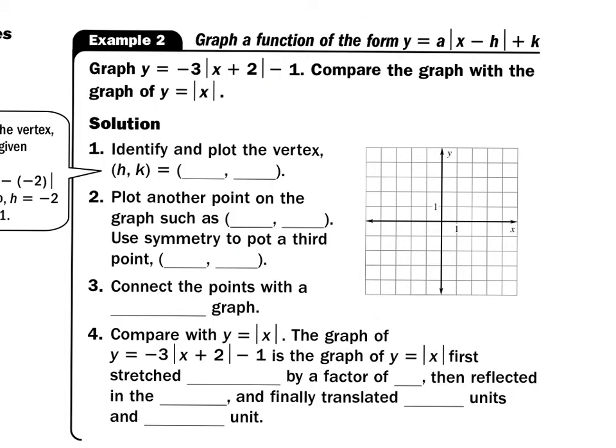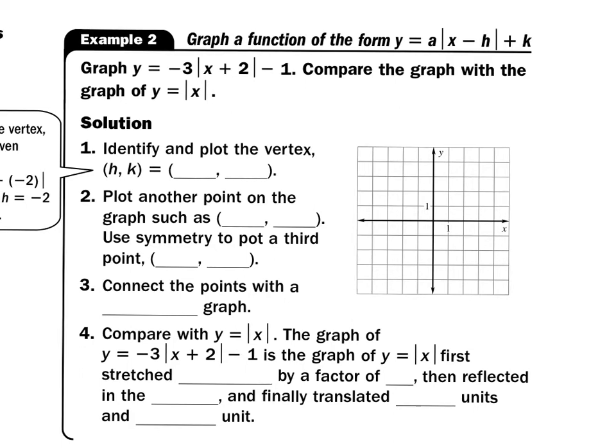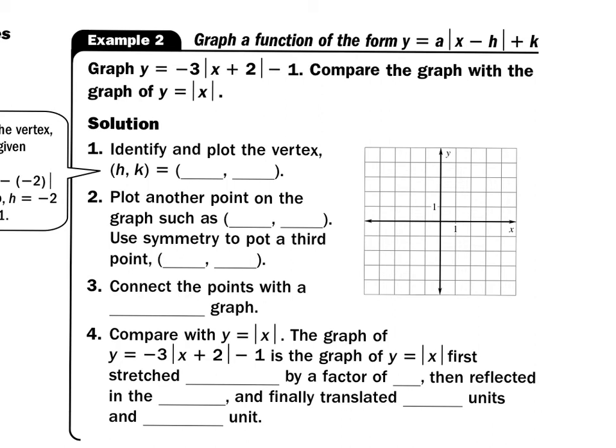Okay, example 2. Graph a function of the form. Now, in this form, h and k are the vertex. But notice that we have to have a negative sign there and we have to have a positive sign there. And if we don't, we need to change it so we don't change the value, but we actually put a negative sign in front of it. So let's just see how that is done.